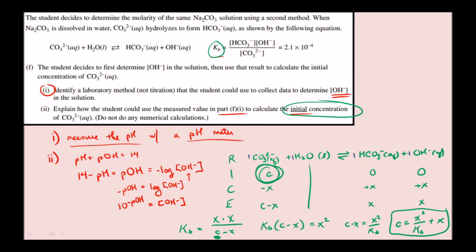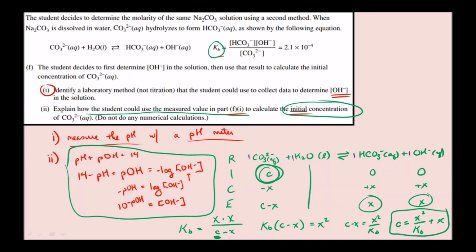So use a RICE table, organize your thoughts, and don't forget that it asks how the student could use the measured value in part I. So this portion is also important because you have to show that you're using the pH to calculate the OH concentration, which, if we were solving this numerically, we would have to use because the OH concentration is X.